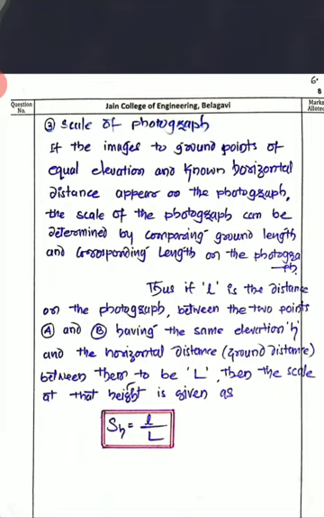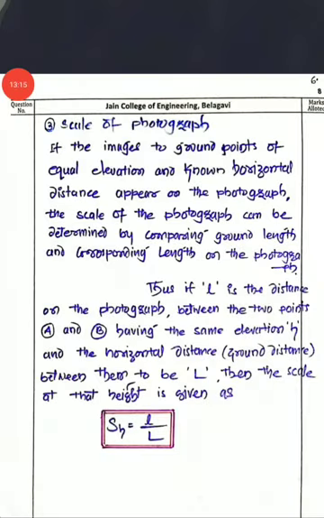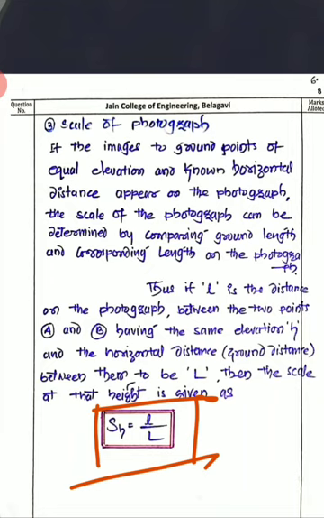Thus, if small l is the distance measured on the photograph between the 2 points A and B having the same elevation H, and the horizontal distance or the ground distance between them is capital L, that capital L is the distance which we are going to measure on the ground. Then the scale at that height is given by SH is equal to small l divided by capital L. So this is the scale of a photograph.